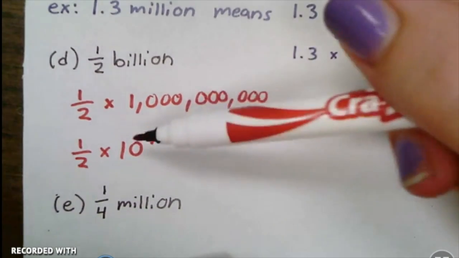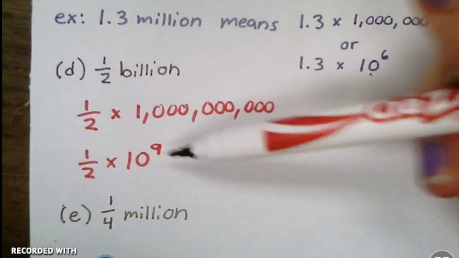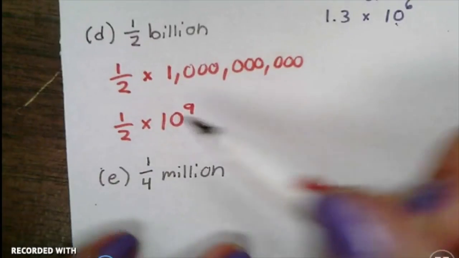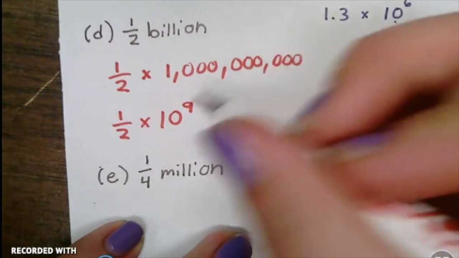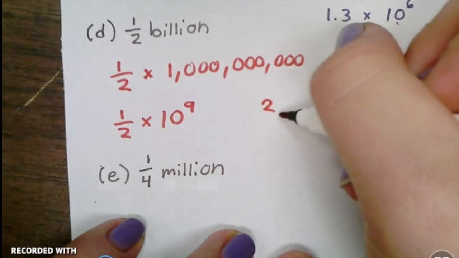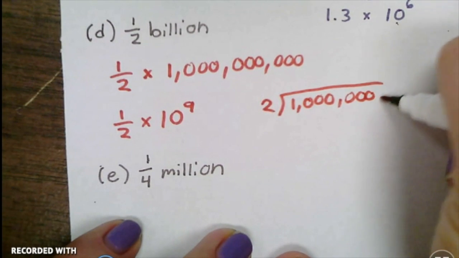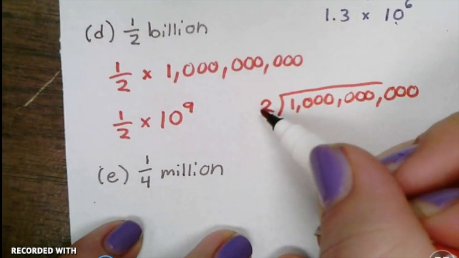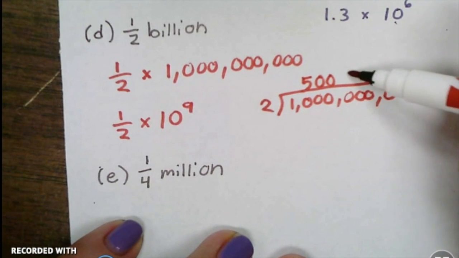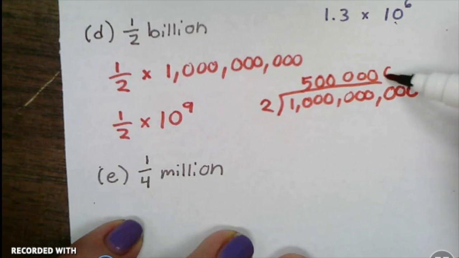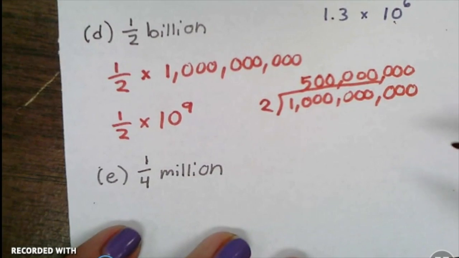Now the last part is to multiply it times 1/2. And for this, it's actually more useful to have it written out than in the notation form. So what we're going to do is multiply by 1/2, which is the same thing as dividing it by 2. So if I divide 1 billion by 2, I'm going to say 2 goes into 10 5 times. Here we go. And so my final answer is 500 million.